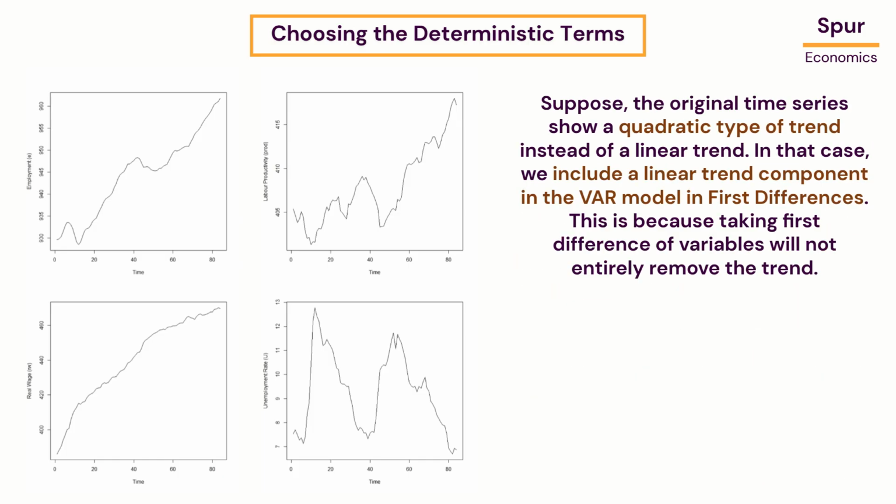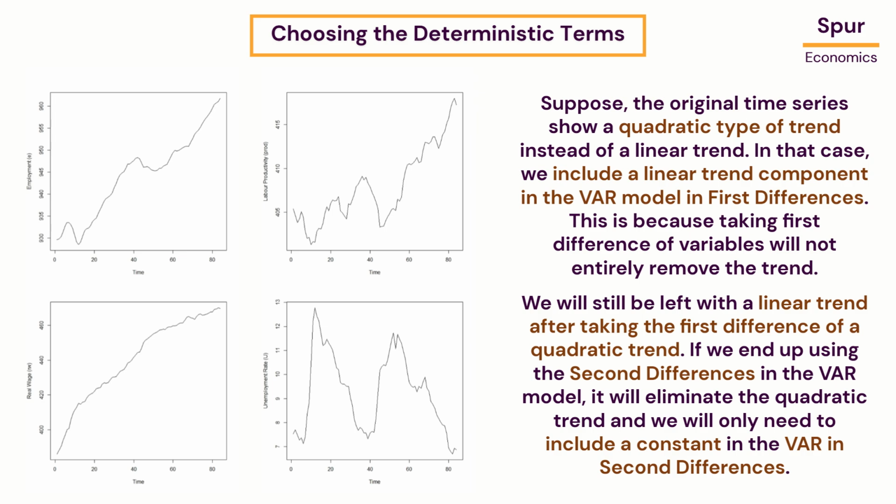Suppose the original time series show a quadratic type of trend instead of a linear trend. In that case, we include a linear trend component in the VAR model in first differences. This is because taking first difference of variables will not entirely remove the trend. We will still be left with a linear trend after taking the first difference of a quadratic trend. If we end up using the second differences in the VAR model, it will eliminate the quadratic trend and we will only need to include a constant in the VAR in second differences.